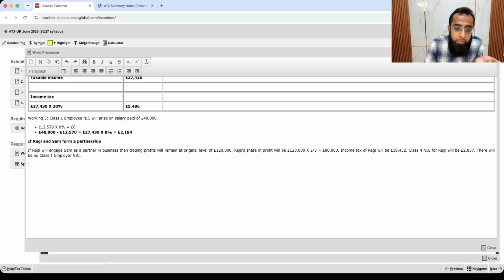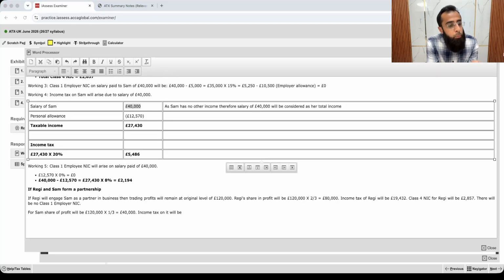Just use your mind. See, instead of employment income, Sam will now get a trading income of 40,000. Employment income is also non-saving income and trading income is also non-saving income. Both of them are non-saving income if you think logically. So the income tax will remain same. Income tax on it will be 5,486 pounds. So if you solve it in a logical manner, this question is much easier, because otherwise you would be doing the same workings again.